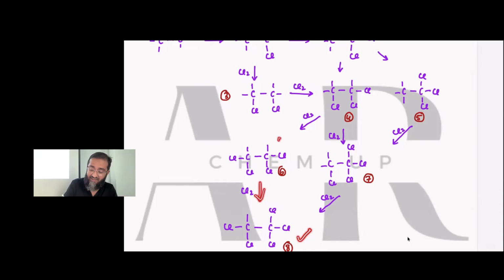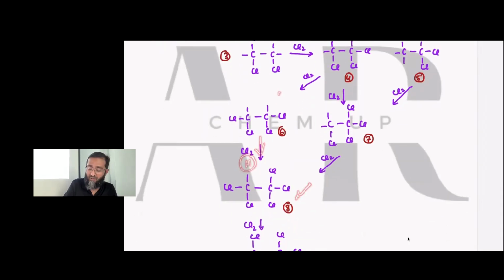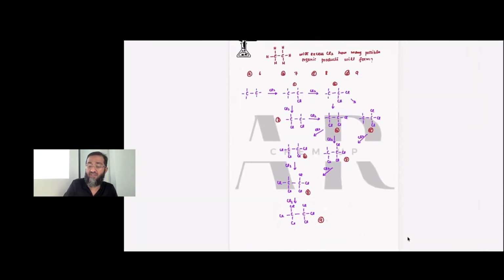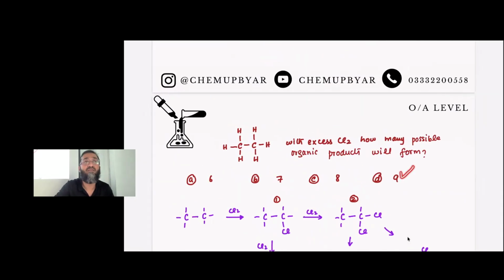C6 also formed that 8th product, but still 1 hydrogen is left to be substituted. So when we are finally going to get C2Cl6, in total we are getting 9 products. So that's what usually, sometimes the examiner asks this MCQ.